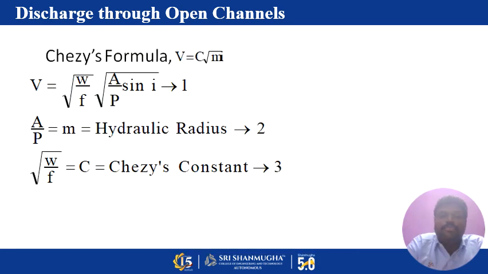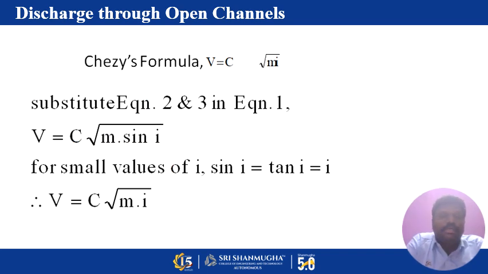When equating these two forces, we get the formula V is equal to C into square root of m i, where C is the square root of W by F, and m is A by P, the hydraulic radius, sin i. W by F is the Chezy constant. So we have the formula where velocity V is equal to C into square root of m sin i, by substituting equations 2 and 3 in equation 1.